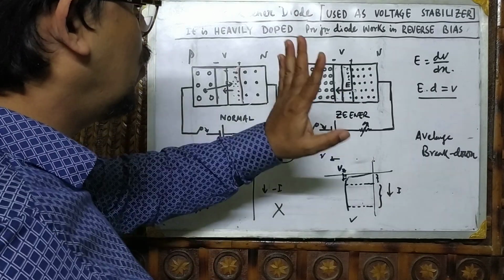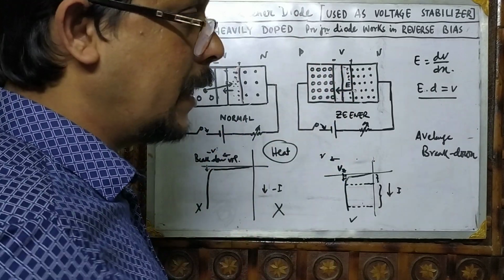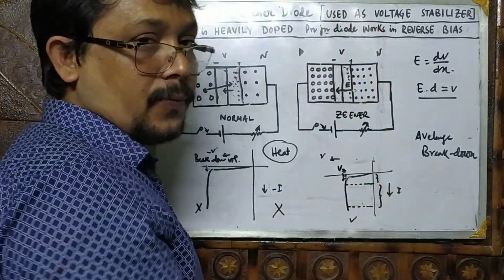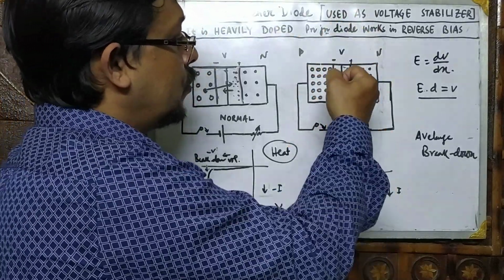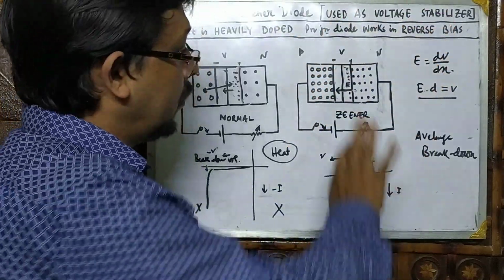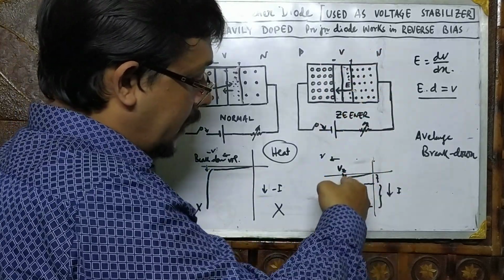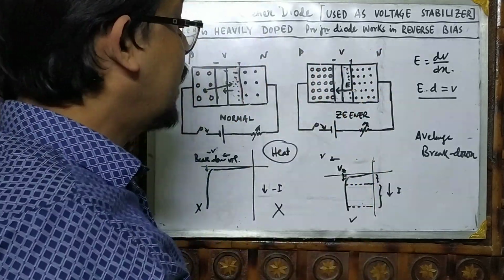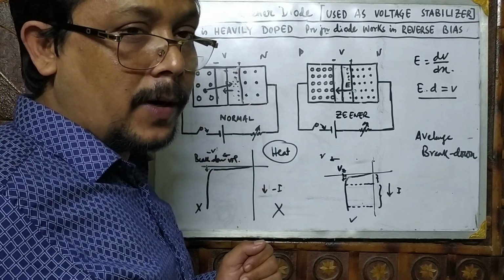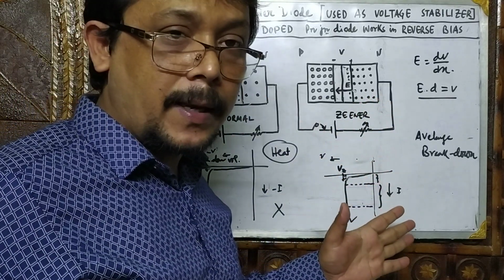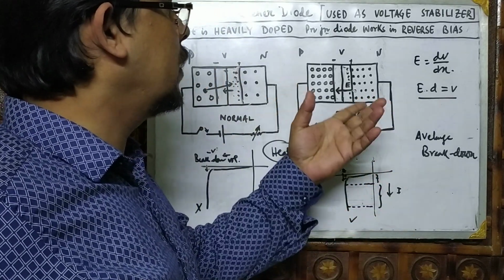But in this case, there is no need of movement of any minority carrier. The electric field itself is enough to bring out the electron from the silicon atom. So when this electron comes out, we can get a huge amount of current. As there is no collision of minority carriers, there is no question of producing heat, and no question of destroying the diode.